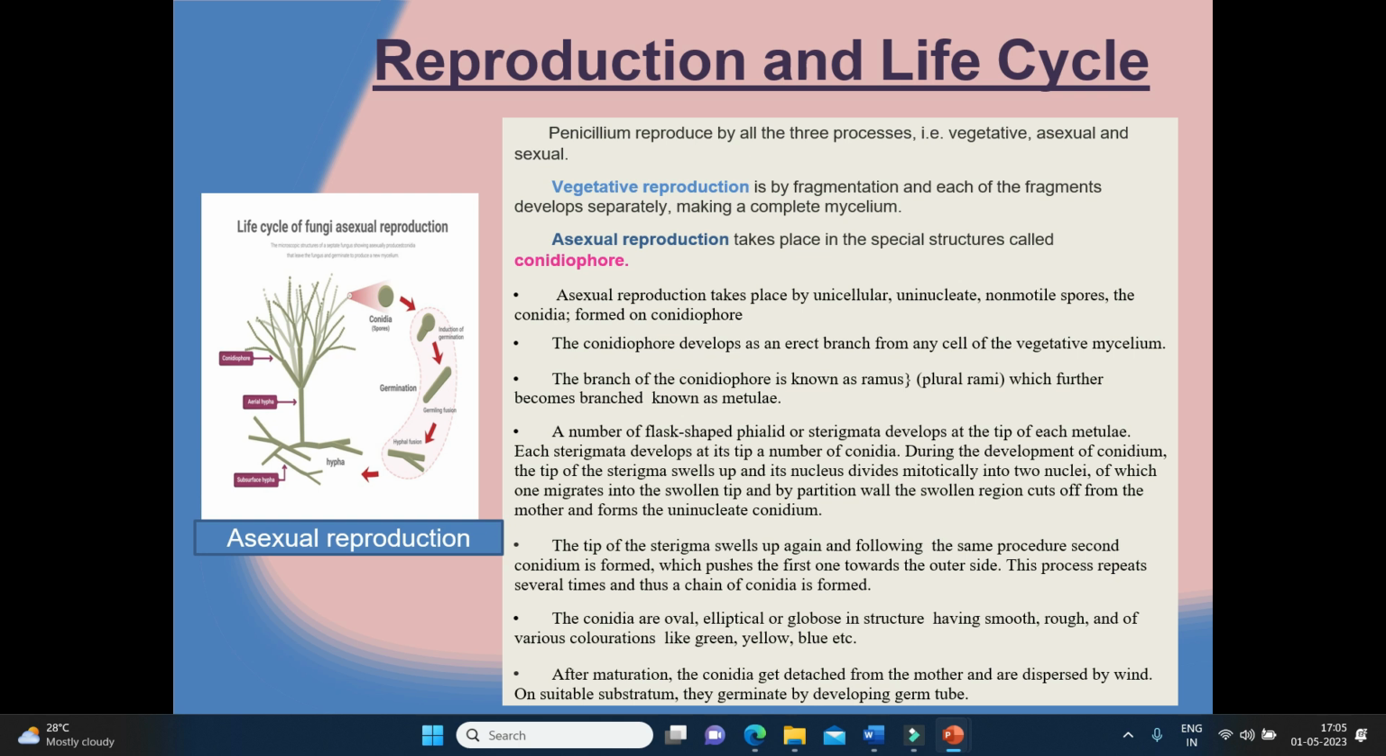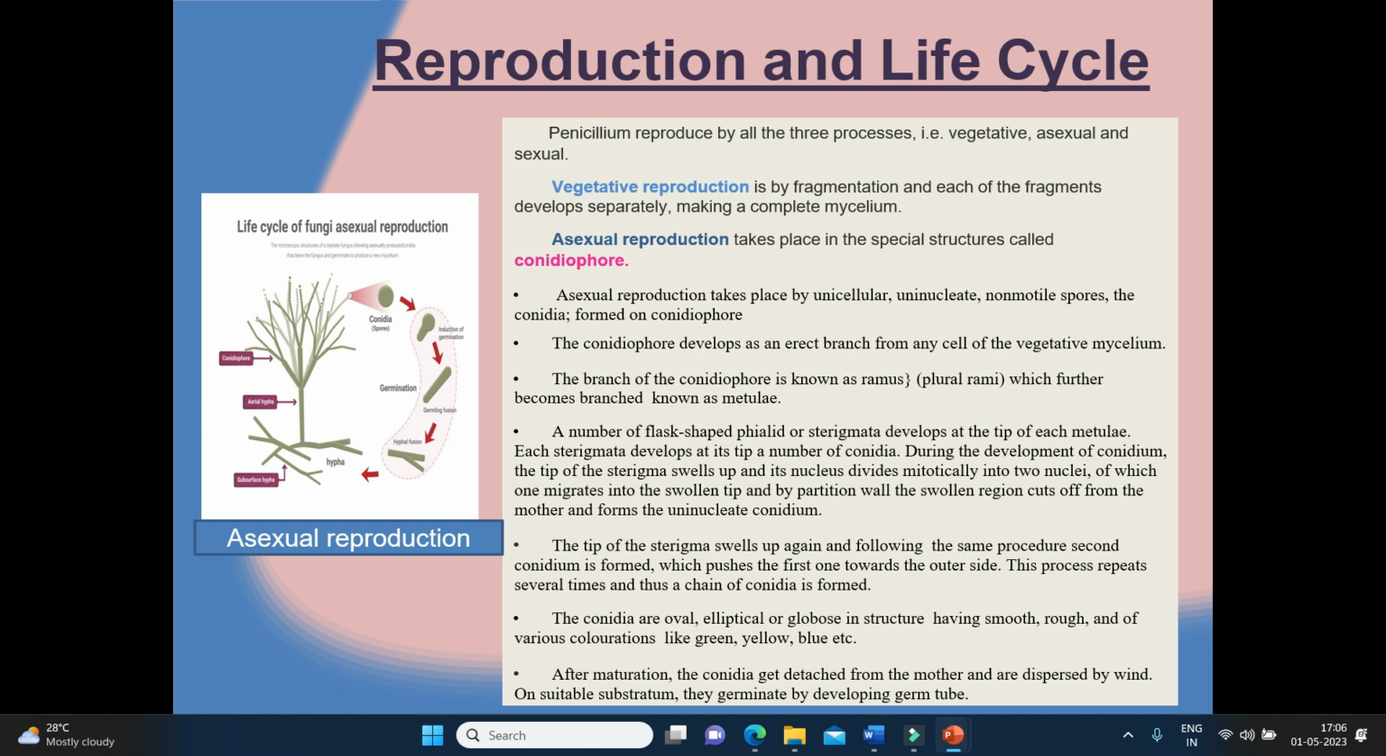Asexual reproduction takes place in special structures called conidiophores. It takes place by unicellular, uninucleate, non-motile spores, the conidia, formed on the conidiophore. The conidiophore develops as an erect branch from any cell of the vegetative mycelium. The branch of the conidiophore is known as ramus, which further becomes branched, known as metulae.